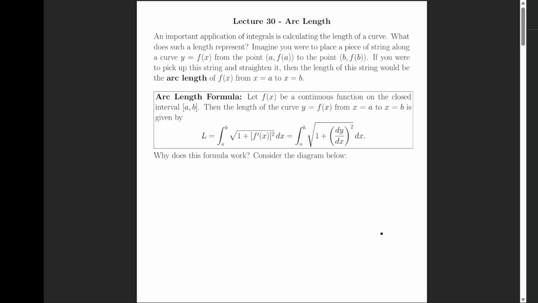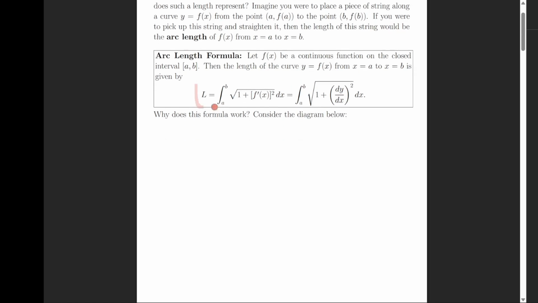Concept. This is arc length. It's looking not that bad. But basically, for arc length, you really just need to know this equation. This equation is also written as beautiful.